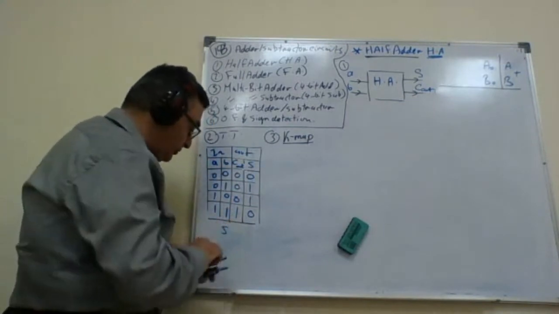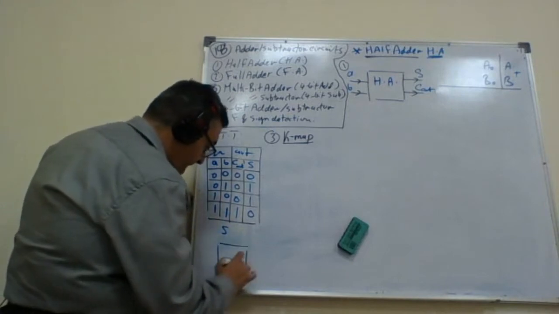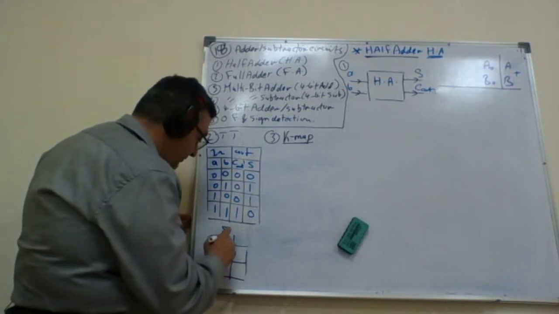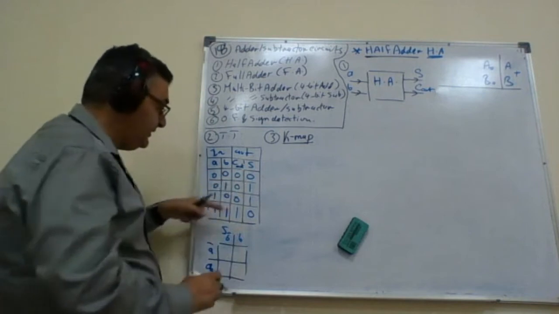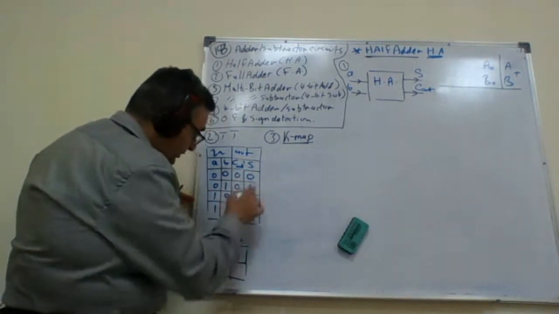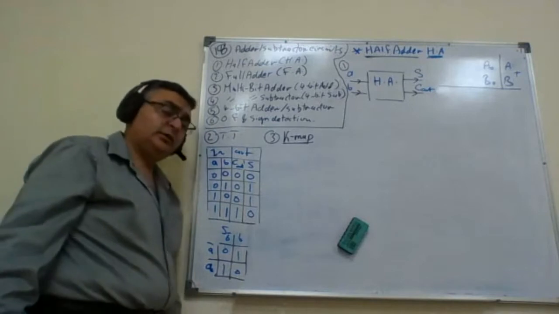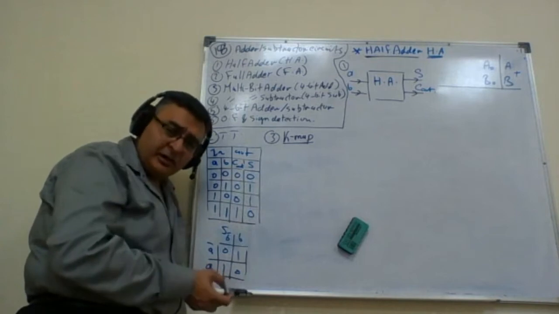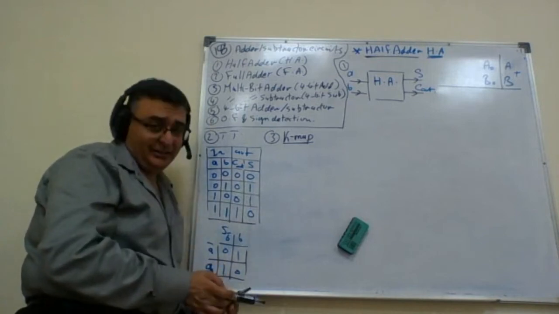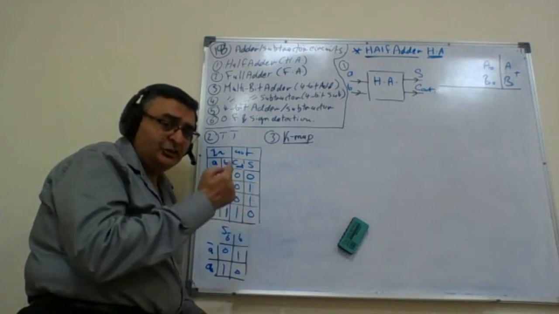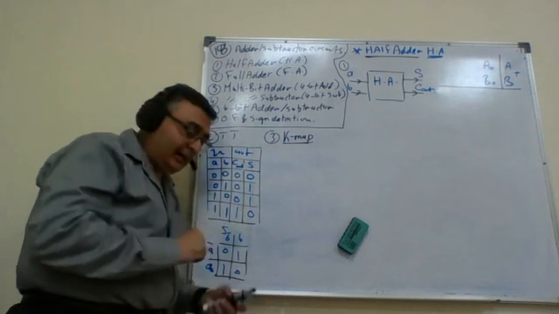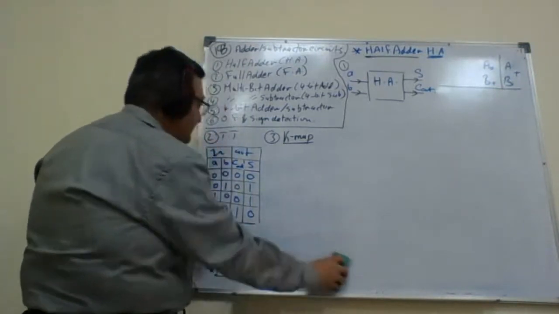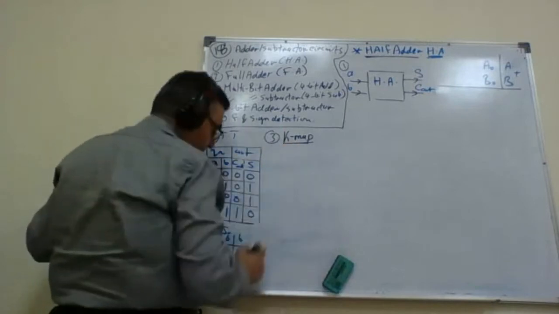For S, I can draw the following K-map. K-map of 2 variables. Here I have A, A bar, and here B, B bar. And S is simply 0, 1, 1, 0. Have you seen this TT before? This is a very well-known logic gate. We have discussed it in lecture number 16. This gate is simply called what? So K-map here.